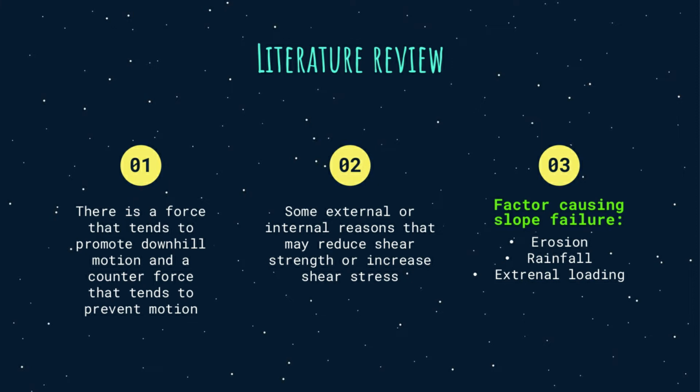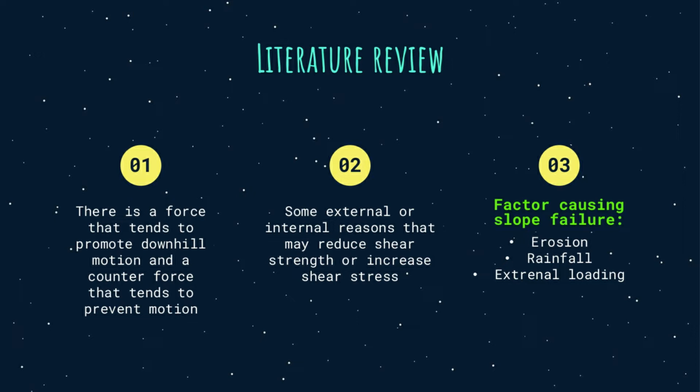So the next part is the literature review. At each slope, there is a force that tends to promote downhill motion and a counter force that tends to prevent motion. The general definition of the slope safety factor comes from comparing the downslope shear stress along the known or assumed fracture surface with the ground shear strength. Other than that, some external or internal reasons may reduce shear strength or increase shear stress. There are reasons that simultaneously affect the two terms of the safety factor ratio.